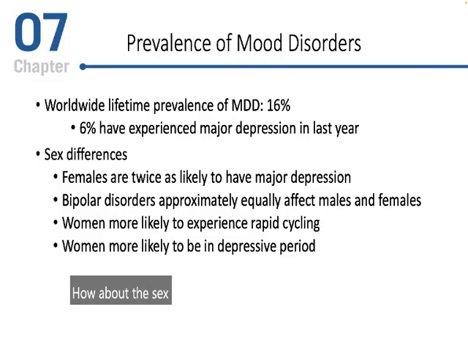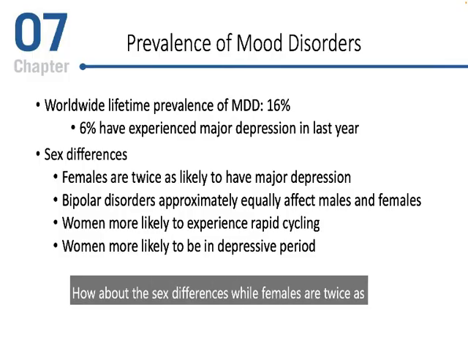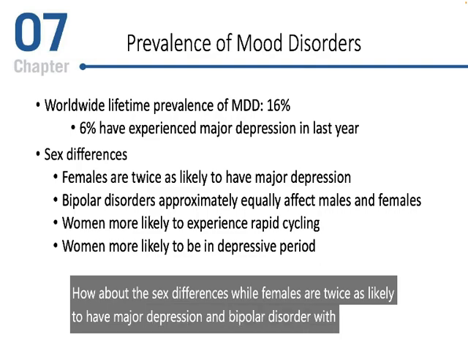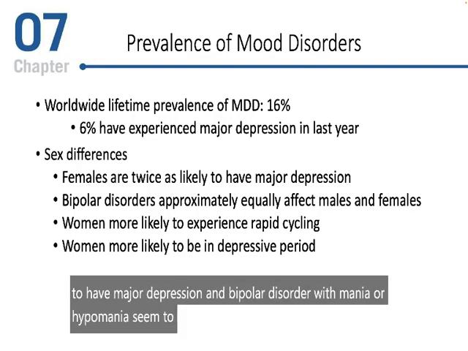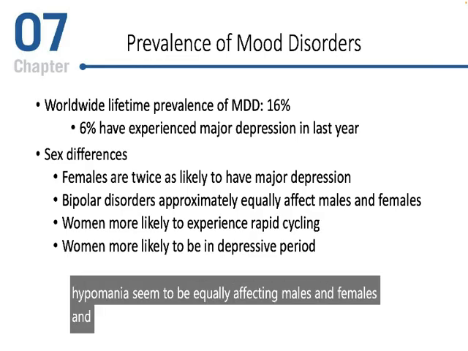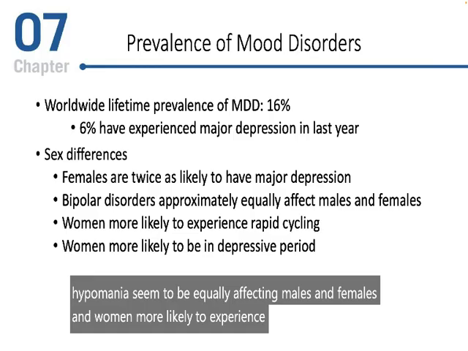How about the sex differences? Well, females are twice as likely to have major depression. And bipolar disorder with mania or hypomania seems to affect males and females equally. And women are more likely to experience rapid cycling and also depressive periods for a longer time.